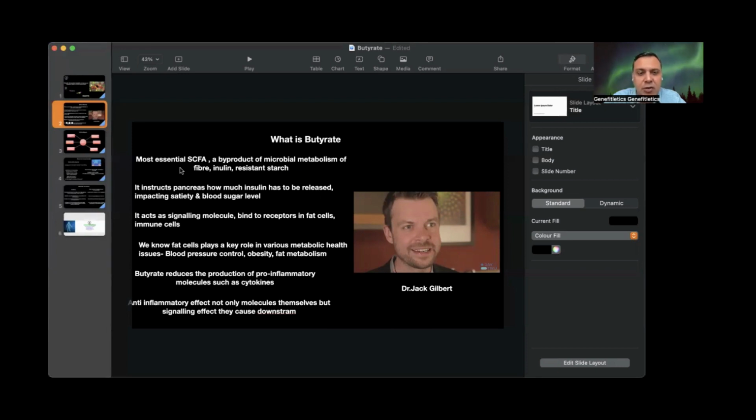We know that fat cells play a key role in blood pressure control, obesity, and fat metabolism. So butyrate directly has a role to regulate our blood pressure, to impact whether we gain weight or not, to impact our fat digestion. Butyrate also reduces production of cytokines, which are said to cause inflammation. So it is actually anti-inflammatory. It also has a downstream signaling effect, so it can impact various other aspects of our health.